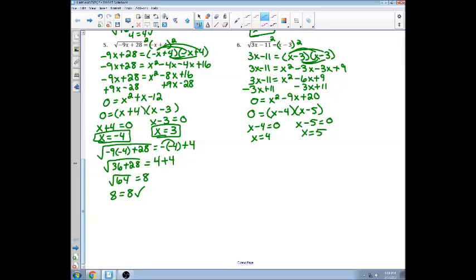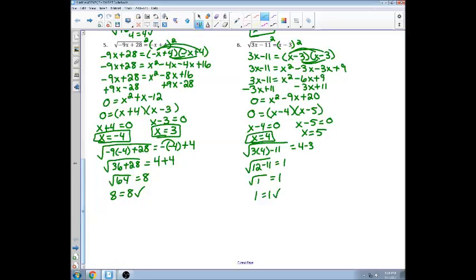At this point again, I need to check all of my answers. So I'll put 4 in for all the x's. So the square root of 3 times 4 minus 11 equals 4 minus 3. 3 times 4 is 12, minus 11 equals 1. 12 minus 11 is 1, so the square root of 1 is 1. So 4 is a good answer.